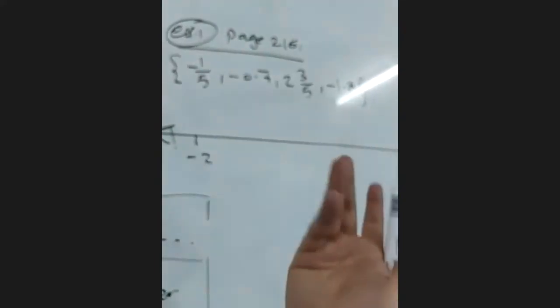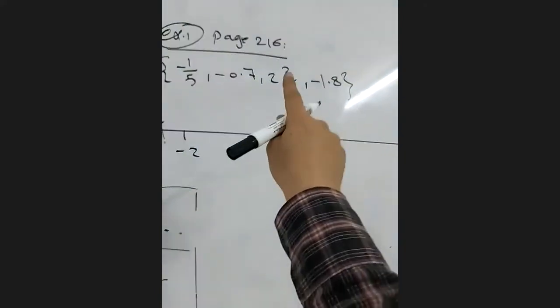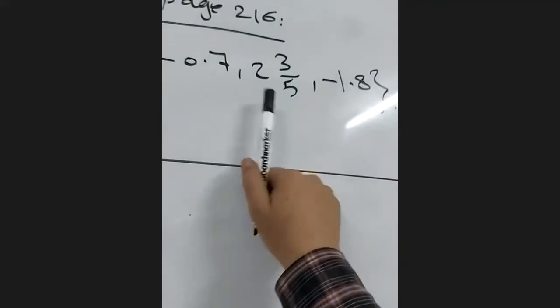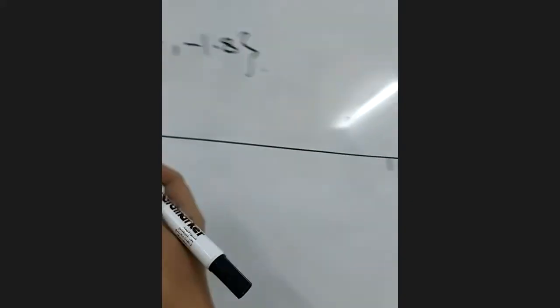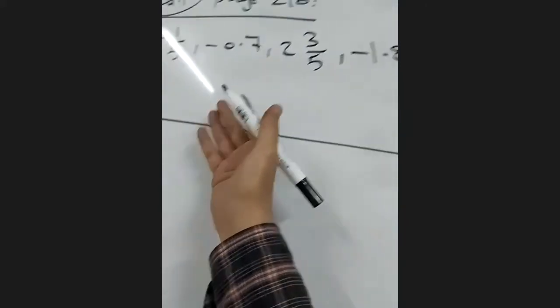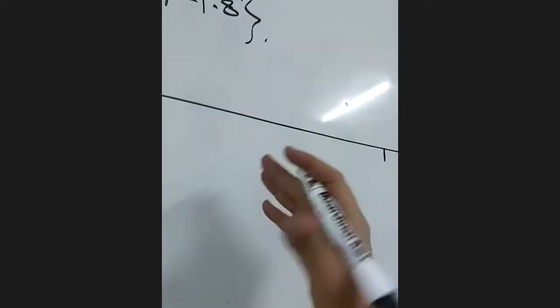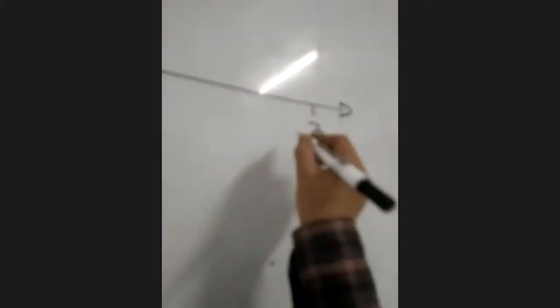Boundaries, guys: these numbers are between what? Negative 2 and positive 2. Look here, 2 and 3 over 5. Sorry, guys, 2 and 3 over 5 is more than 2; it is between 2 and 3, right? So they are between negative 2, because negative 1.8 is before negative 2, and 2 and 3 over 5. Since 2 and 3 over 5 is more than 2, I'll stop at positive 3.